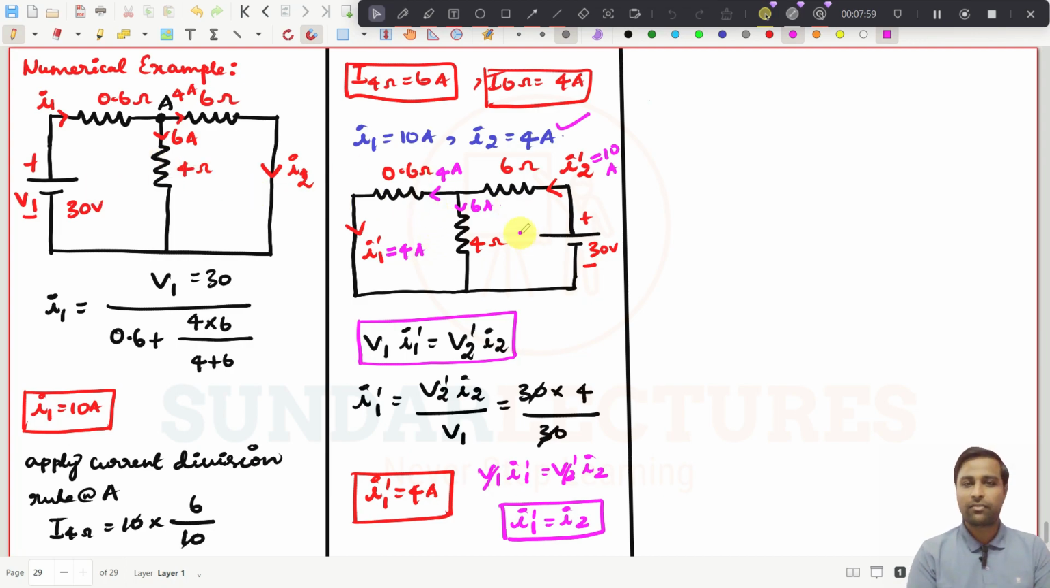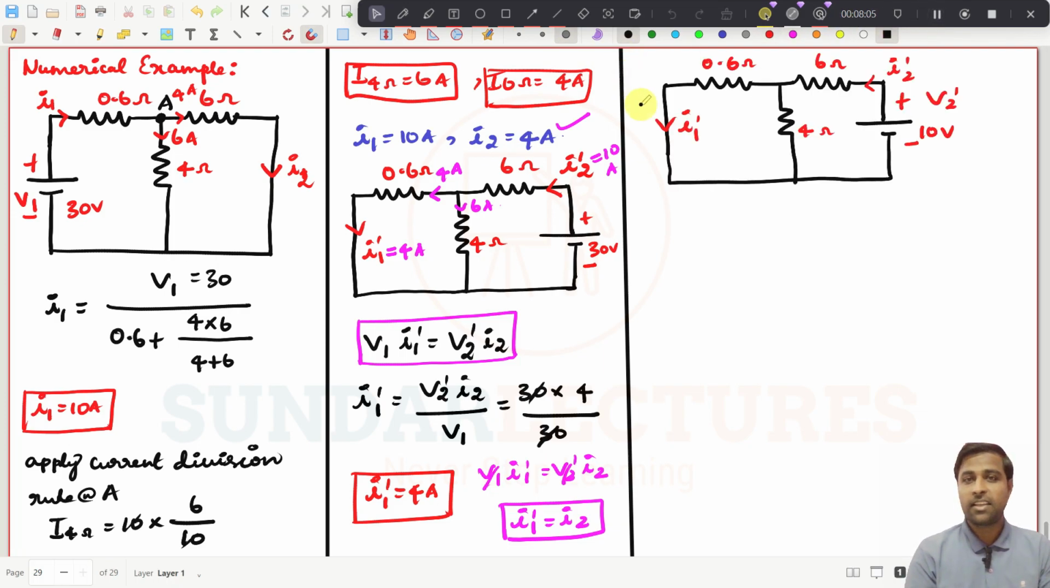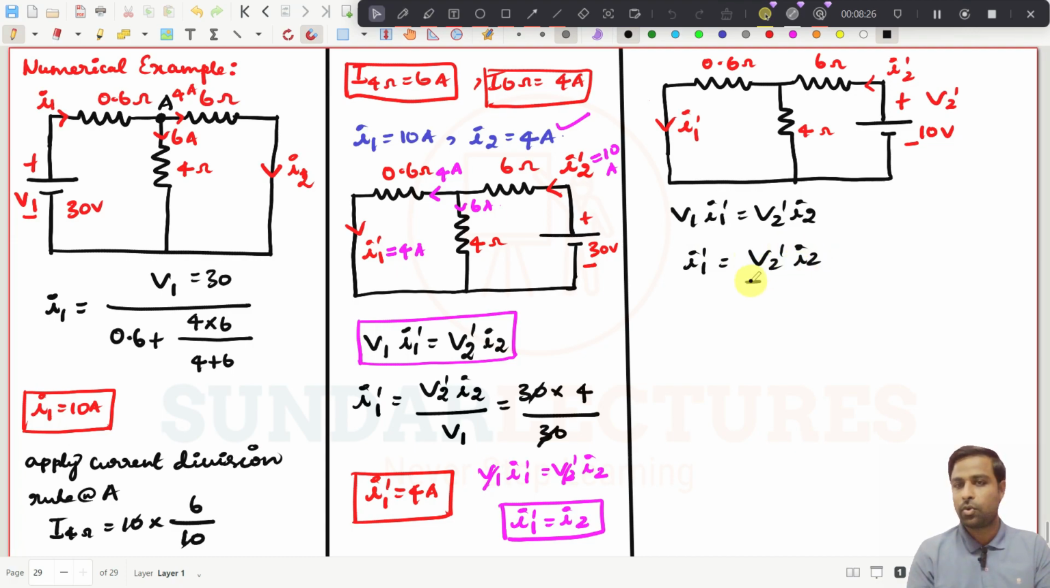Maybe you take a different voltage. Maybe, see, I will draw this network with a different voltage source. See, I have taken this circuit now with a different voltage source. Right? So what should be this current? Straight away I can write down by using the reciprocity theorem. V1 I1 dash should be equal to V2 dash into I2, and I should know what is I1 dash, so it will be V2 dash times I2 divided by V1, right?